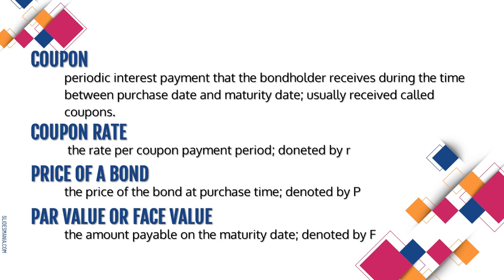Coupon. It is a periodic interest payment that the bondholder receives during the time between purchase date and maturity date, usually called coupons. Coupon rate. It is the rate per coupon payment period, denoted by R. Price of a bond. It is the price of the bond at purchase time, denoted by P. Par value or face value, the amount payable at the maturity date, denoted by F.